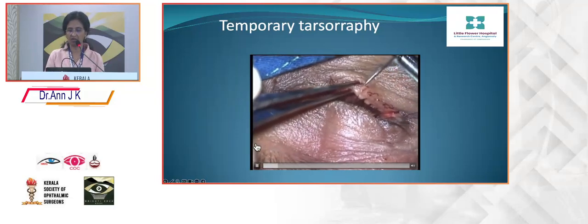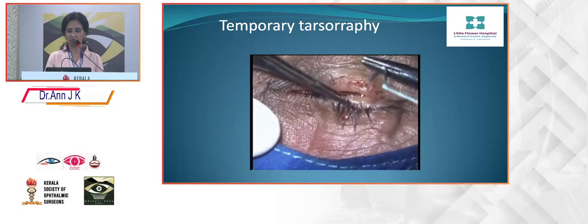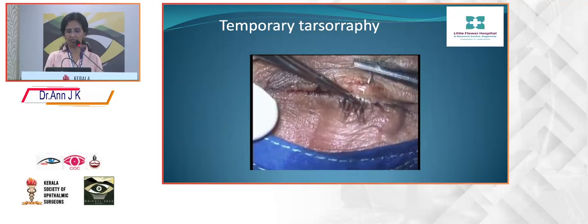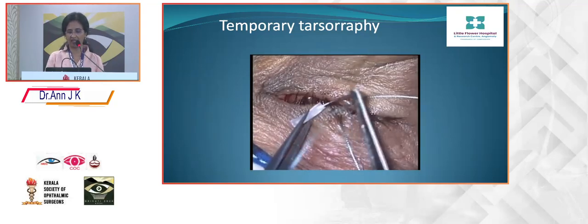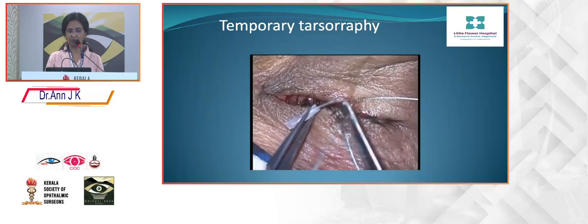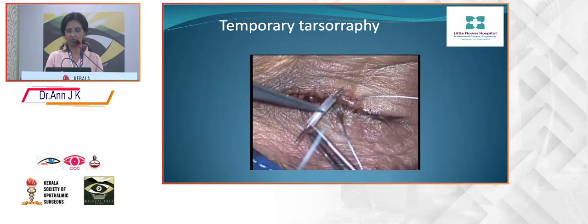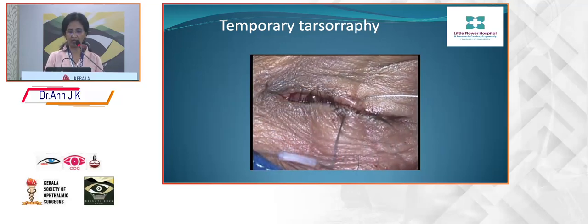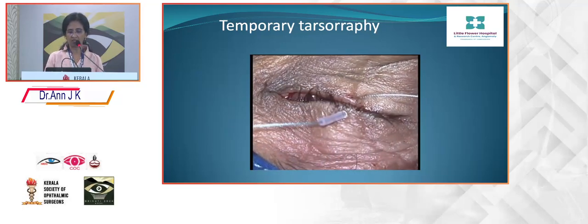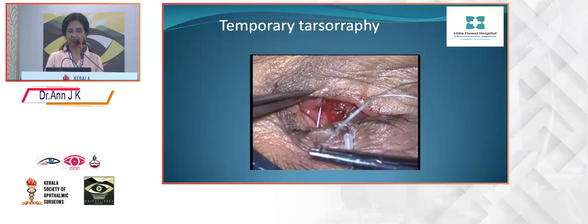The patient is under local anesthesia. So 3-0 Ethibond sutures are used. I pass it a few millimeters away from the lid margin, and it has to exit through the gray line, then through the upper lid. Then to prevent cheese wiring of the skin, you can use bolsters cut out of scalp vein. And the suture is passed in a horizontal mattress manner.